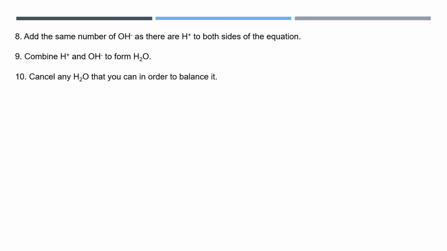The next step is to add the same number of OH minus as there are H plus to both sides of the equation. So this is what we have currently. Dichromate plus 14H plus 6 Fe2 plus, giving you 2 Cr3 plus, 7 water and 6 Fe3 plus. This is the balanced equation in the acid medium.